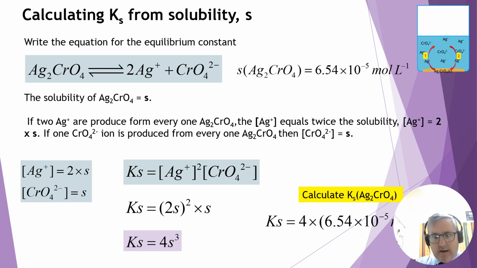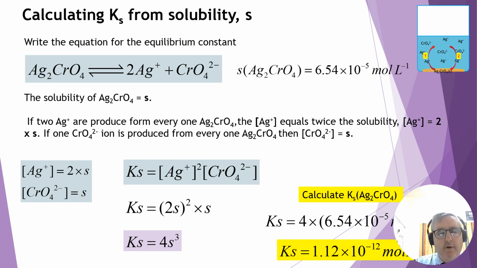Okay, so substitute into the equation. So we get Ks equals 4 times 6.54 times 10 to the negative 5, to the power of 3. We solve and we get the answer of 1.12 times 10 to the negative 12.